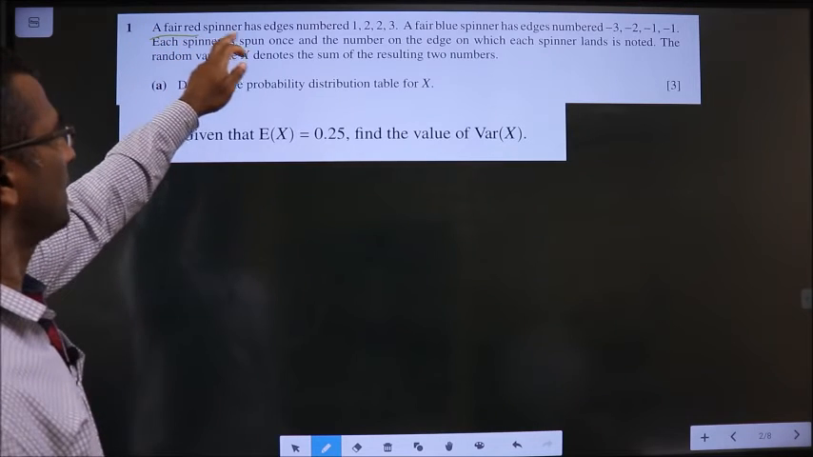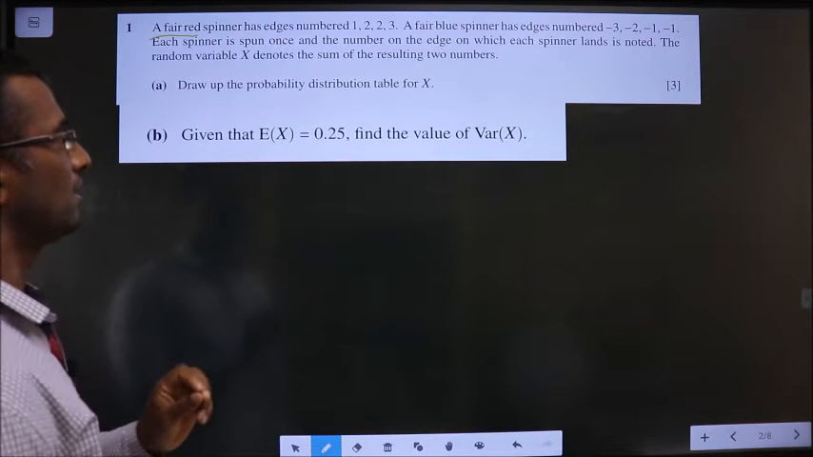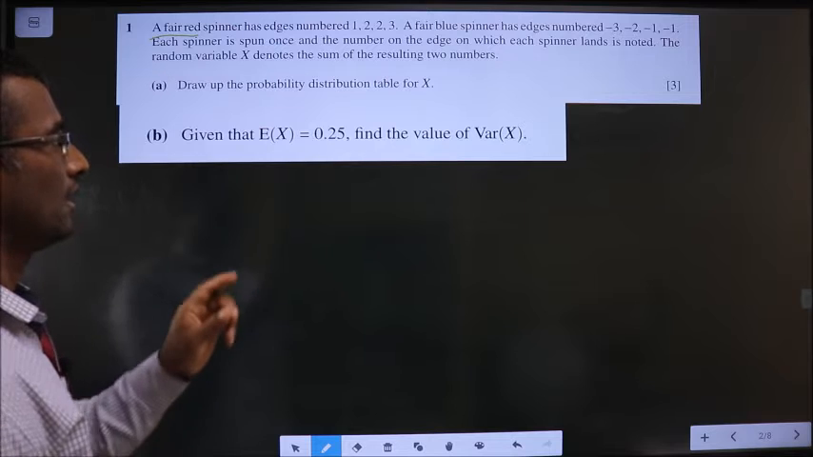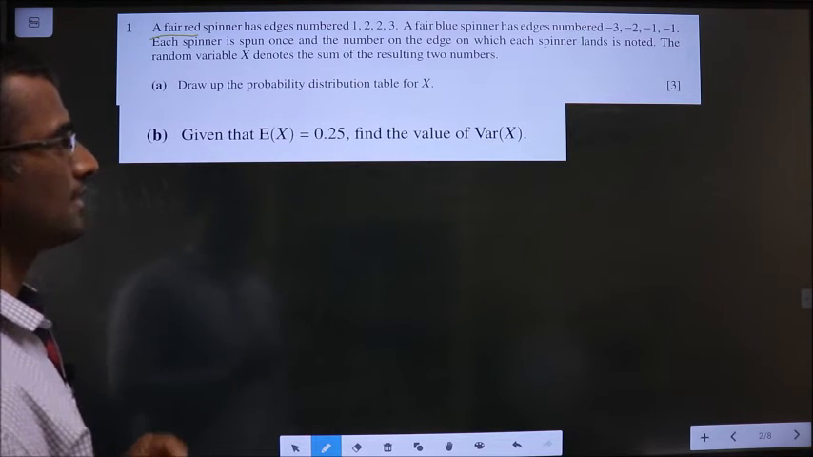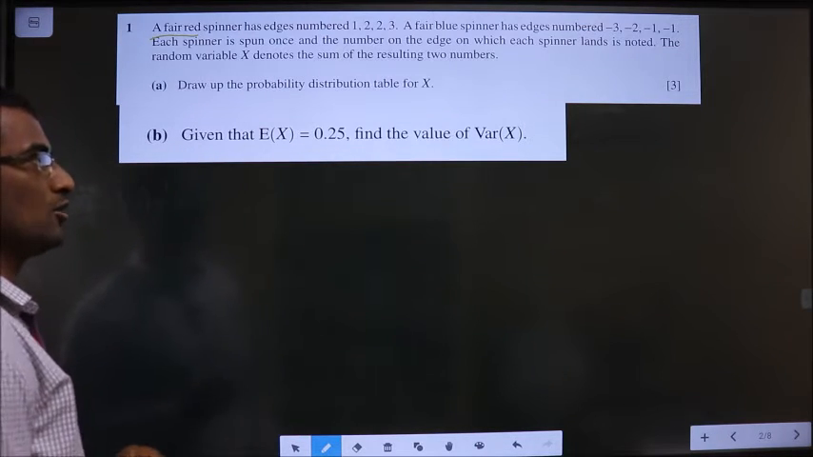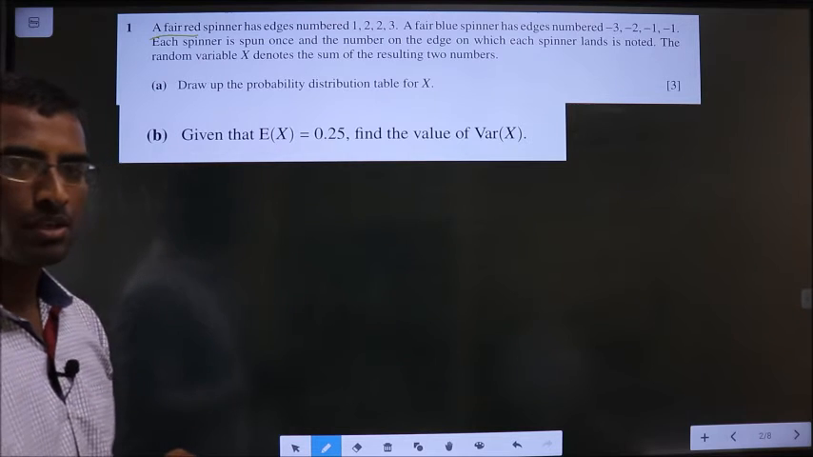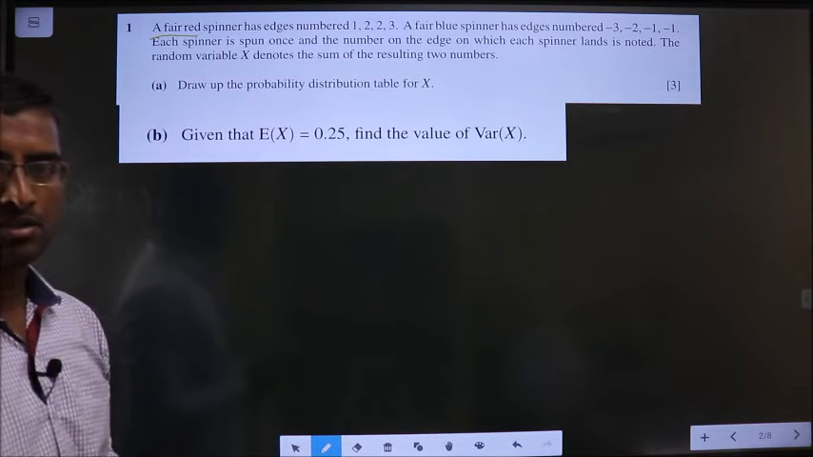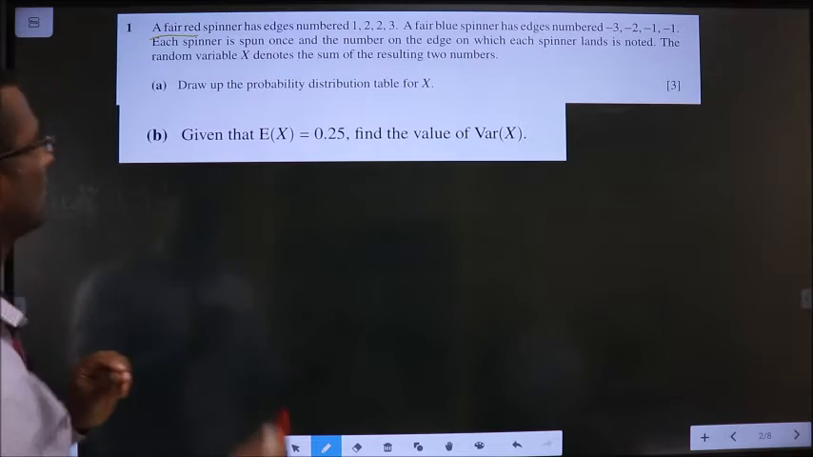A fair red spinner has edges numbered 1, 2, 2 and 3. A fair blue spinner has edges numbered -3, -2, -1 and -1. While reading, whenever you come across information, write it down.